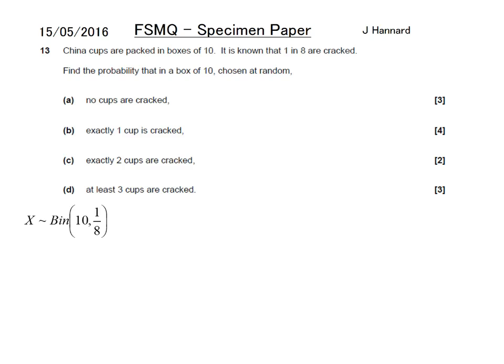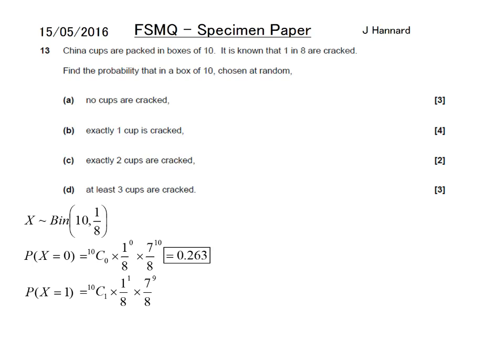Well, first of all, X can be binomially distributed, 10, an eighth. We want P of X equals 0. That is 10C0 times success to the 0 times failure to the rest, which is that. P equals 1, very similar. It's going to be 10C1, success to the 1, failure to the rest, which is that. And for P of X equals 2, 10C2 times success to the 2, failure to the rest, and you get that.